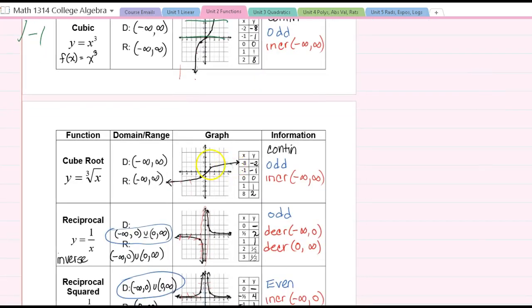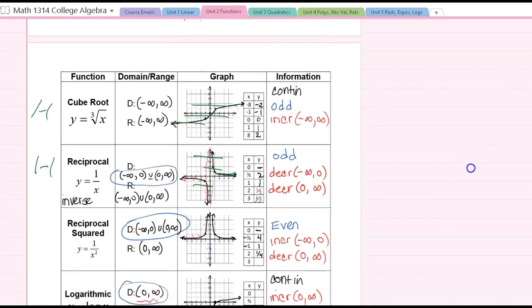Cube root is also one-to-one, so we can see that here. Reciprocal is also one-to-one. I know it looks like it has more than one point here, but remember it's always decreasing, so therefore it has to be one-to-one.